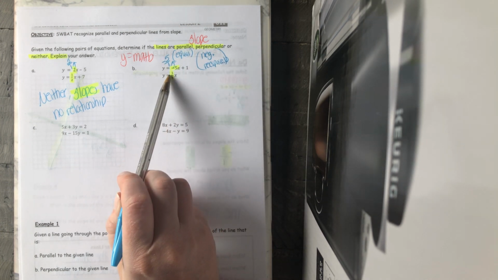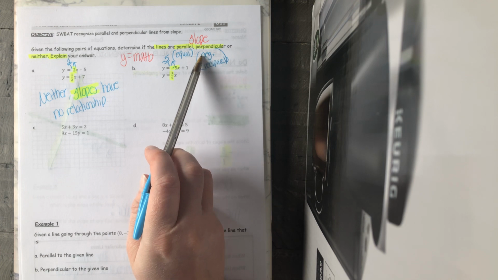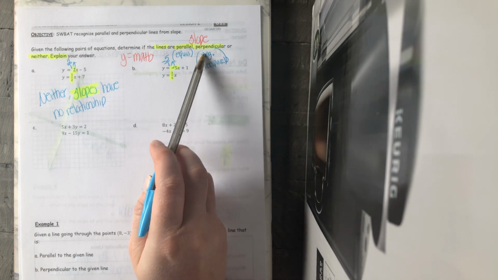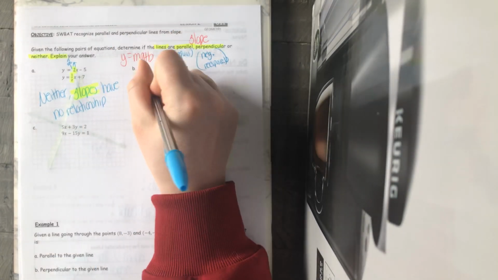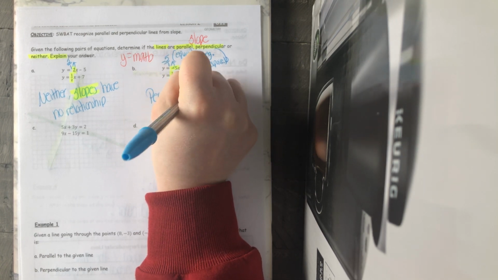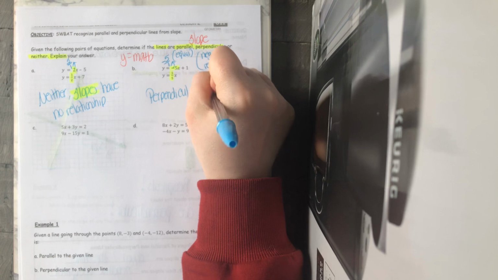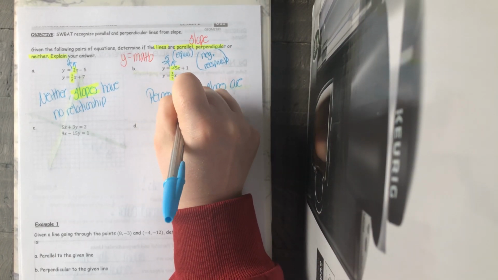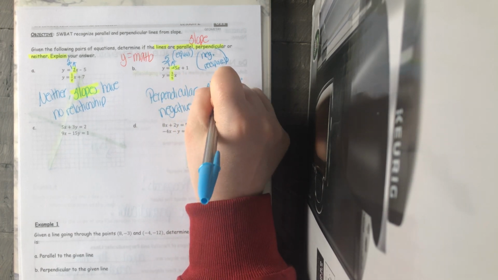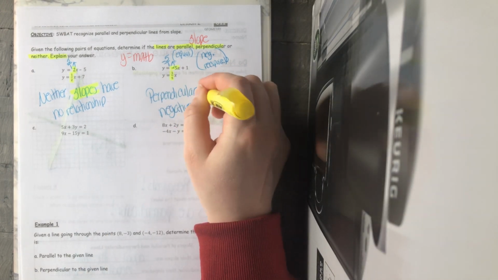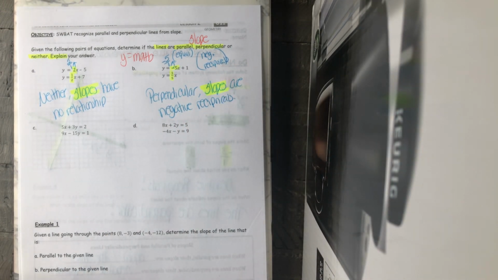Negative, positive. Okay, so the negative part is working. Reciprocal, 5/1, 1/5. They both work, so this would be perpendicular lines. Those slopes show that the lines are perpendicular. How do I know? Because the slopes are negative reciprocals of each other. Please make sure you guys are writing all of this down to fully answer the question. So again, it's because those slopes are negative reciprocals. I know they're perpendicular. All right.